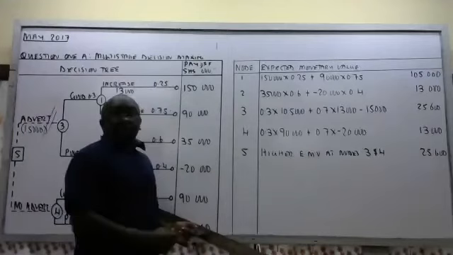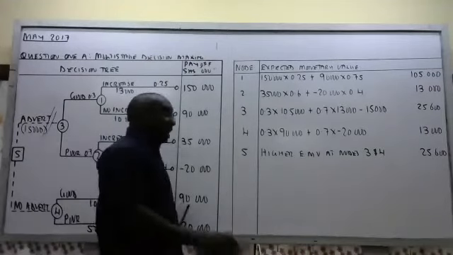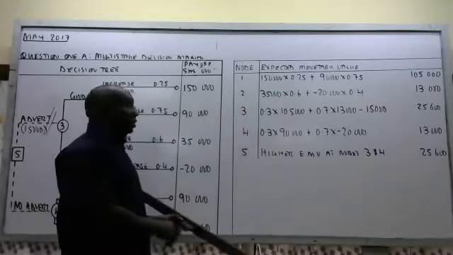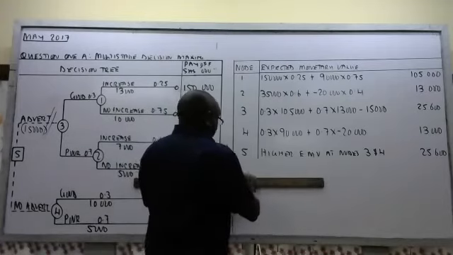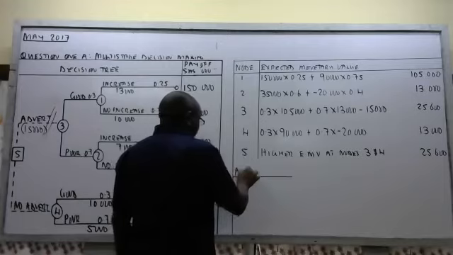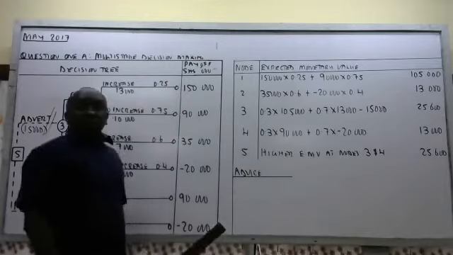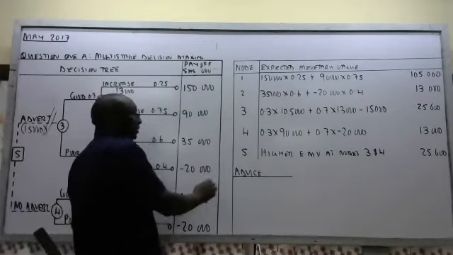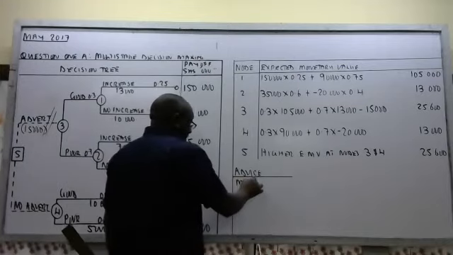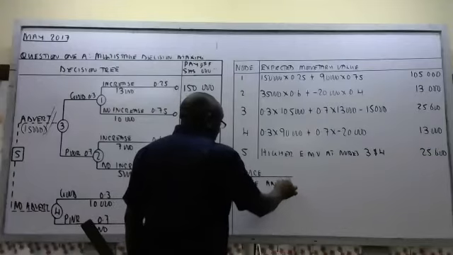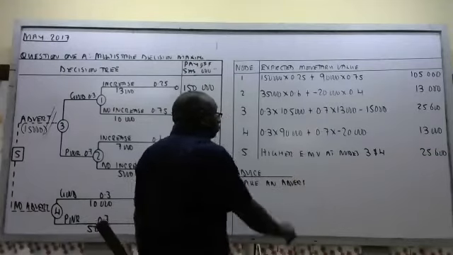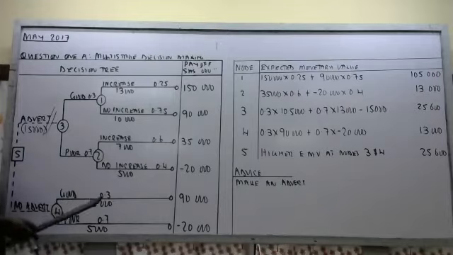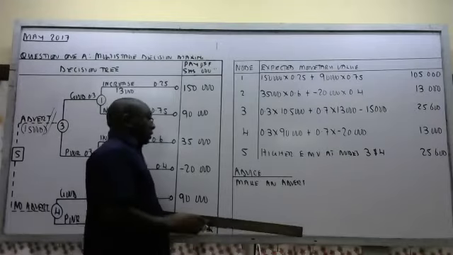And based on that now, you advise these guys what should be done. So what should be done is they should advertise. Make an advert, because that is the one with the higher EMV. That is all the question wanted.